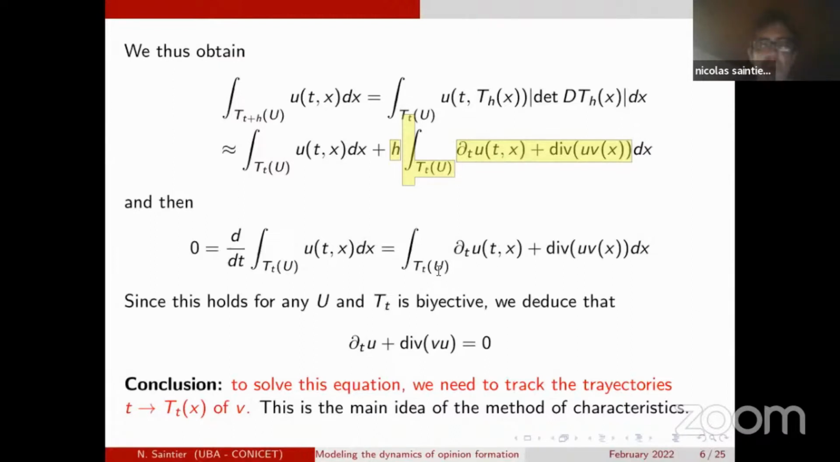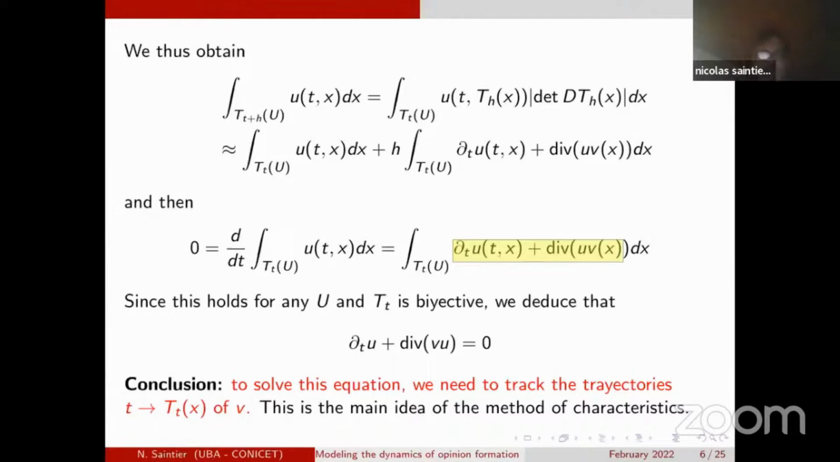So since we do this for any piece of space U, and since T sub T is a bijection, we get that what's inside the integral is 0. Okay, so that's it. We make the deduction that we get the transport equation as a conservation law. Now we understand that it's really a conservation law because it just mathematically says that something is conserved in time, something which is moving along the trajectories of V. This is nothing less, and nothing more. So that's good because we understand what physically this equation is saying.